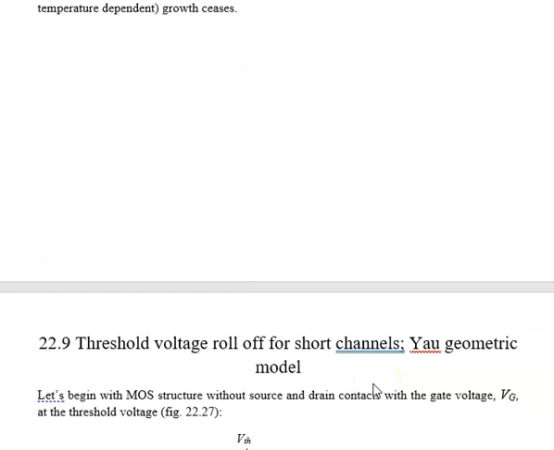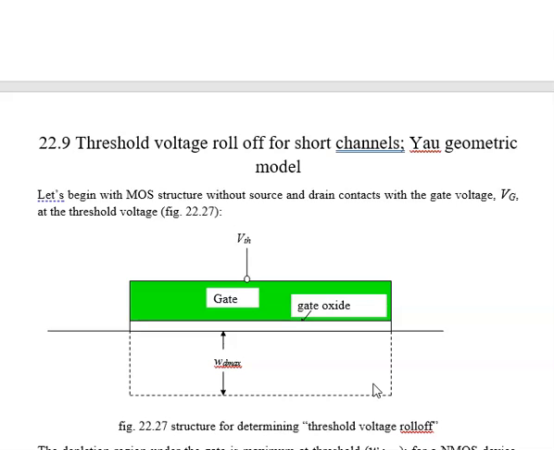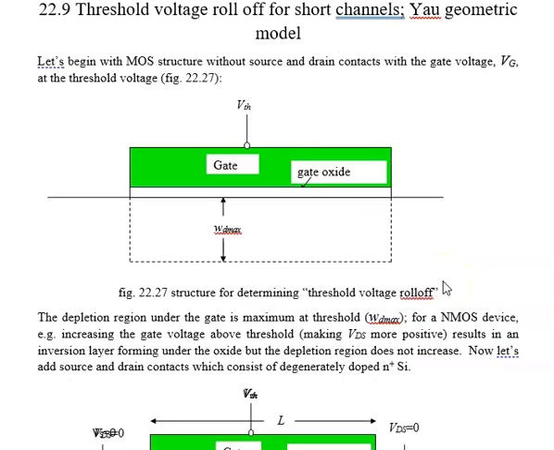Okay, so the next topic is what we call threshold voltage roll-off. We'll see what that's all about for short channels. And we're going to look at this as a geometric model. It's called the Yau model. So we start with a MOS structure. Notice no source and no drain. But at threshold, we have reached the maximum value for the depletion region. So this is the depletion region width here. And of course we have the gate oxide here, and we have the gate.